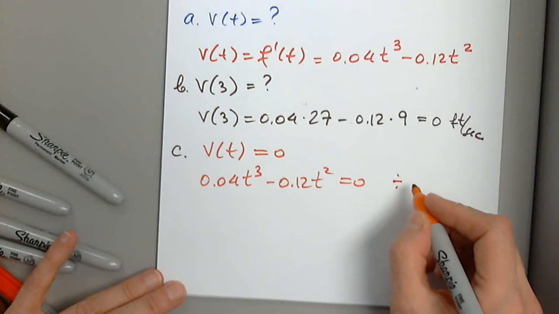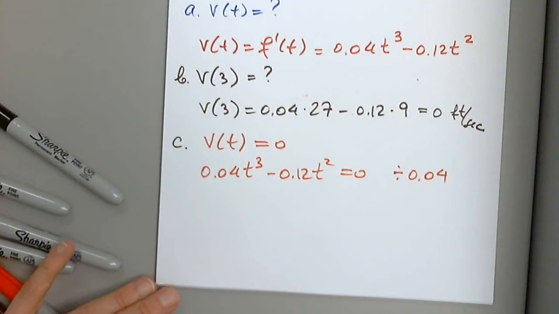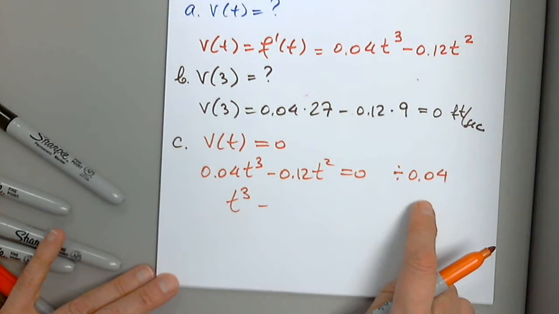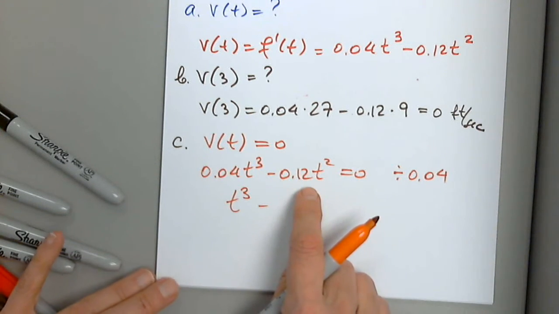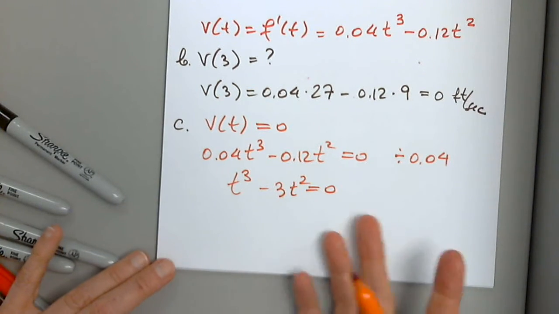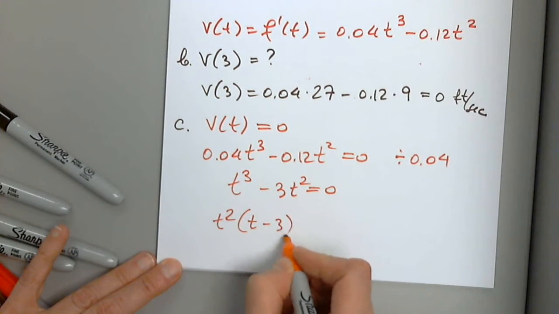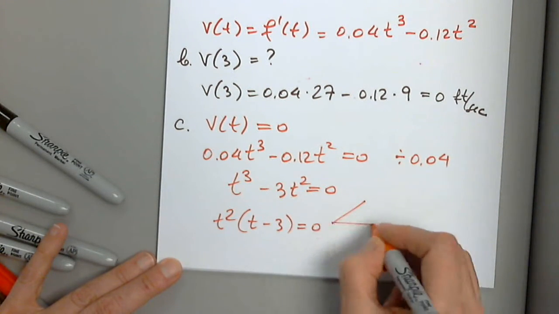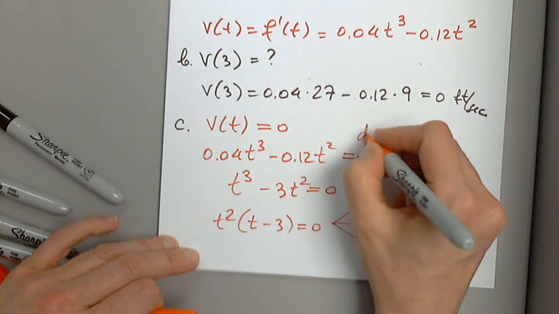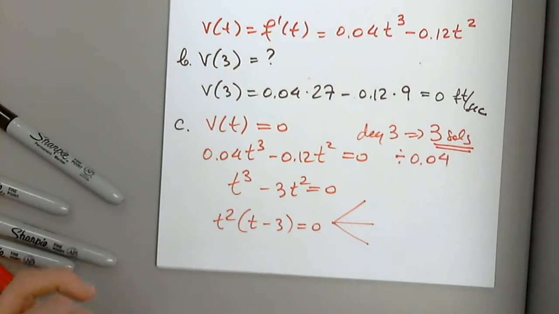I would like to divide, yes, but I would like to divide by 0.04. So then t cubed minus 0.04 times what is 0.12? Very good, excellent. This is more human, I would say. And yes, now I can factor out t squared. And you have to give me 3 solutions. Why? Let's write next to it: degree 3, 3 solutions. It's a must.